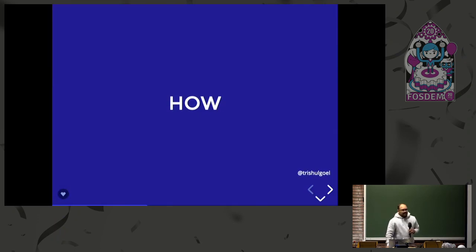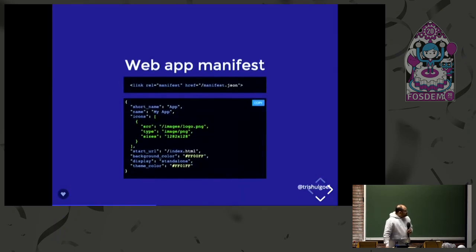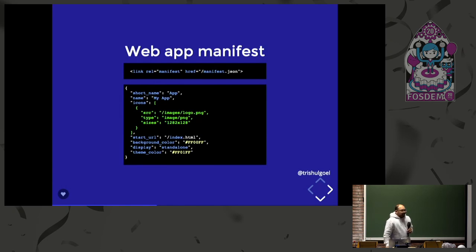How to create a PWA? A simple web app manifest. So the first part basically tells where the manifest is, and the second part shows what the manifest is. It's just a JSON file which has metadata about your app, like your name, short name, the color, theme, the icon on the splash screen, something like that.